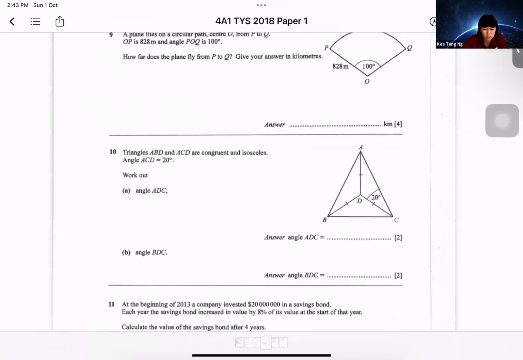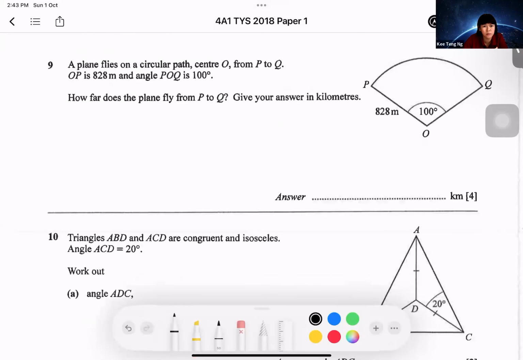Next page, question over here. This one. A plane flies on a circular path. What is this path? Right, this is only a path itself. So it's talking about, and it's in kilometers. So it's actually talking about the arc length. So I'm flying this circular path. It's talking about arc length.